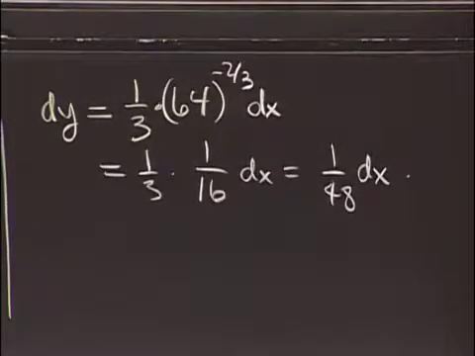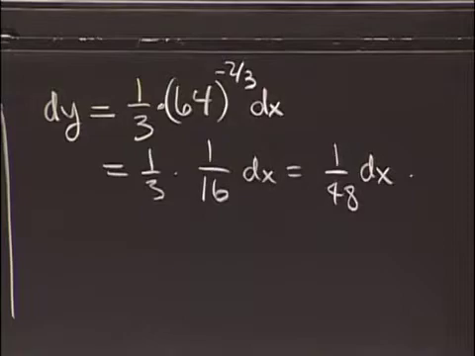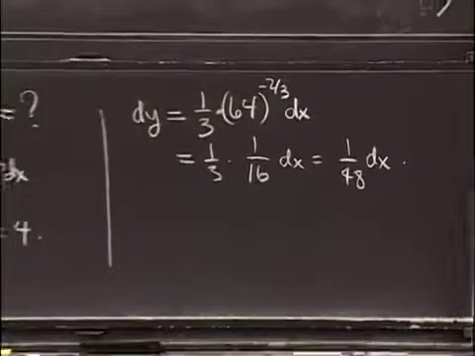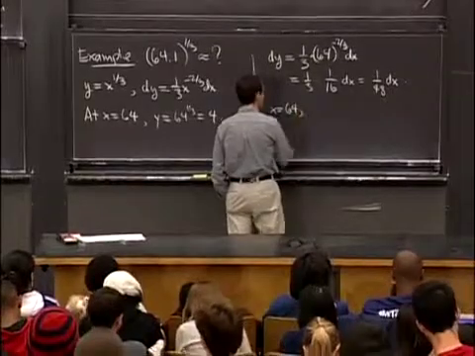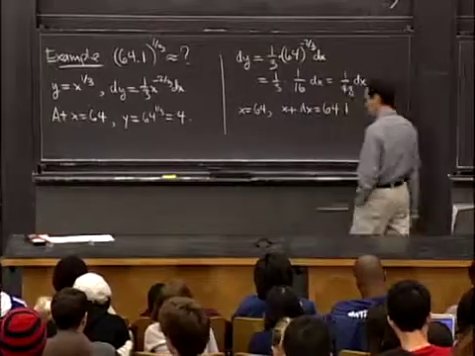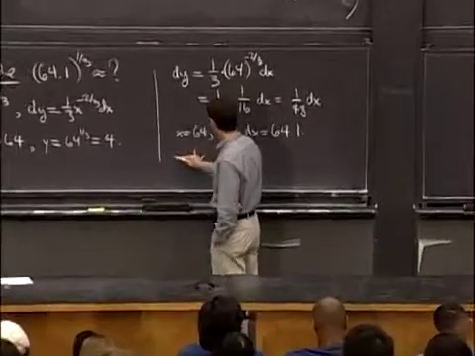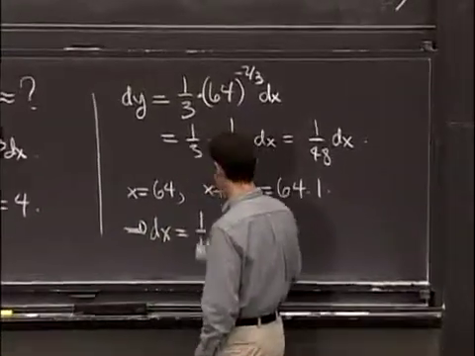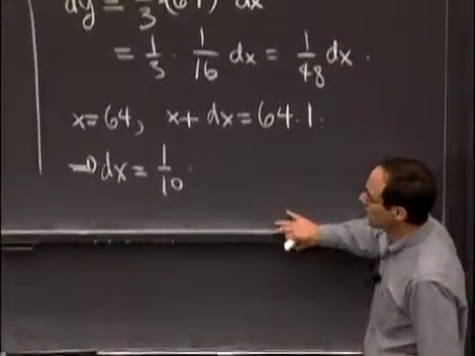And now I'm going to work out what 64 to this strange fraction is. I just want to be very careful to explain one more thing, which is that we're using x equal to 64, and so we're thinking of x plus dx as 64.1. All right? So that means that dx is going to be 1/10. That's the increment that we're interested in.